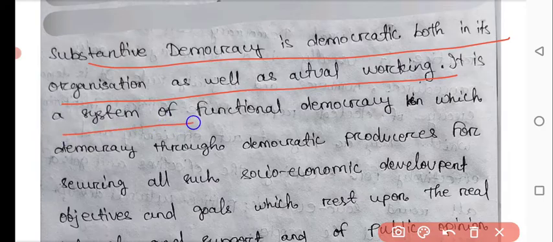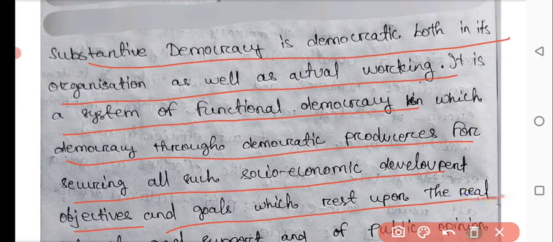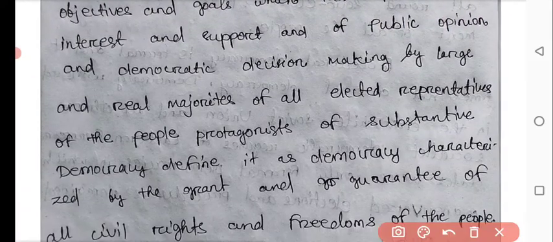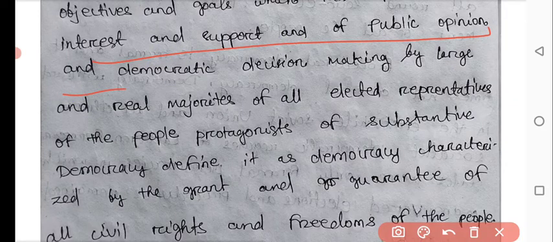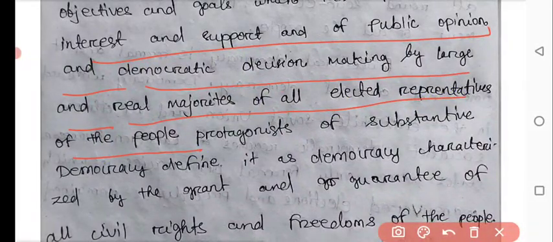It is a system of functional democracy which works through democratic processes for securing all such socio-economic development objectives and goals which rest upon the real interest and support of public opinion and democratic decision making by large and real majorities of the elected representatives of the people.